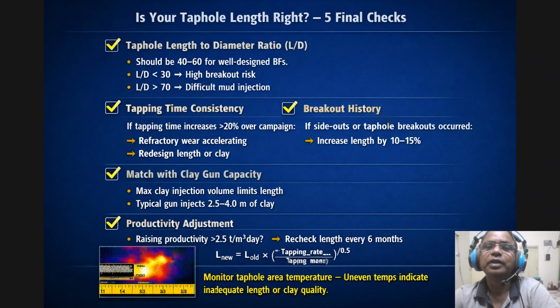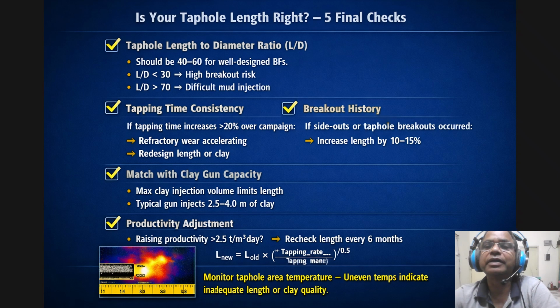Check 2, tapping time consistency. If tapping time increases by more than 20% over a campaign, your refractory is wearing too fast. That means your length was insufficient. Redesign or change the clay. Check 3 is the breakout history. If your furnace has even one taphole breakout or a side-out, increase your design length by 10 to 15% next time.